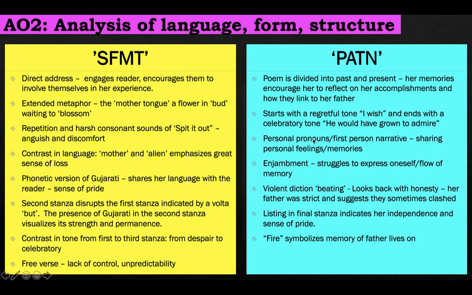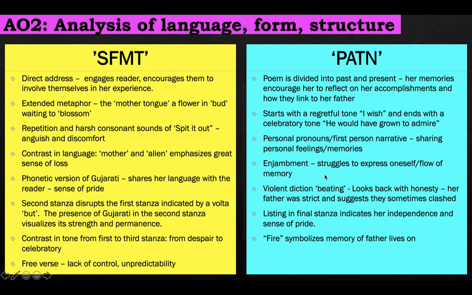Use of personal pronouns, or the first person narrative, is her sharing of personal feelings and memories. The enjambment represents a flow of memory, but it could also represent how she struggles to express herself when it's difficult to, especially at the beginning of the poem, when it feels quite regretful and difficult to remember.